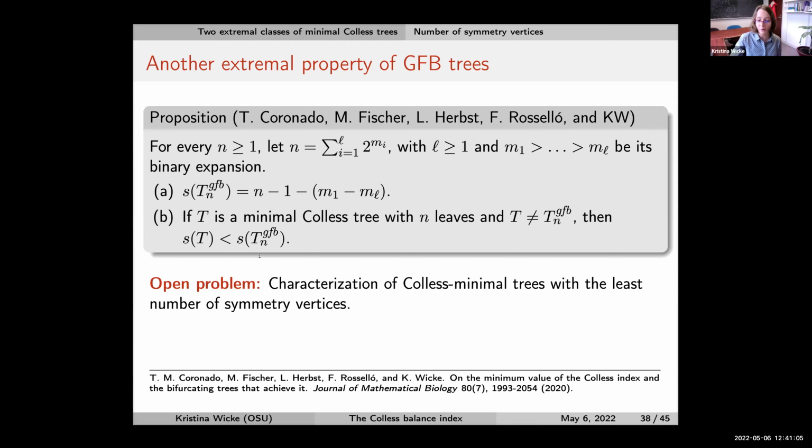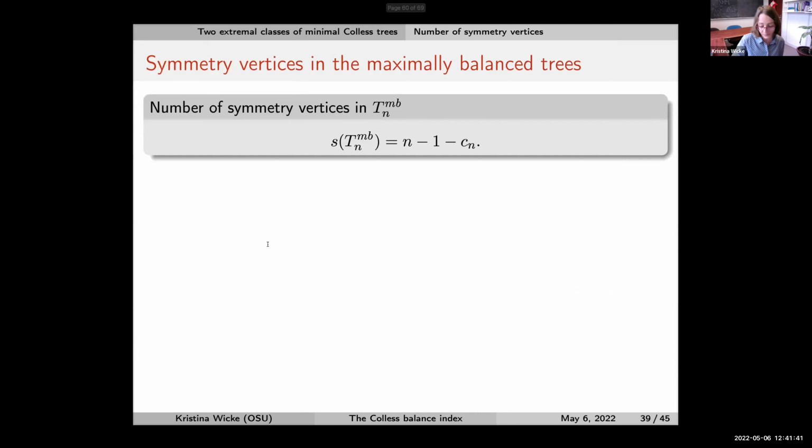What we currently don't know is what minimal Colless trees with the minimum number of symmetry vertices look like. So another open problem would be the characterization of Colless minimal trees with the least number of symmetry vertices. What you might conjecture is that, well, the GFB trees were extremal and the maximally balanced trees were extremal for this leaf partitioning statement. So maybe as the GFB trees are extremal for the number of symmetry vertices, the maximally balanced trees are the other extreme. And so that's a valid conjecture. However, I'll show you an example where it breaks.